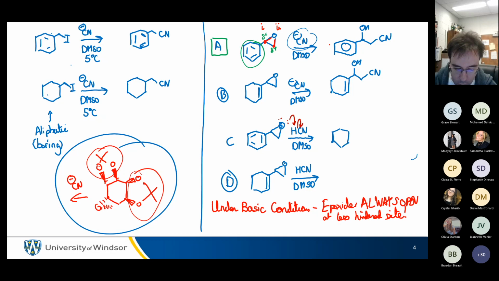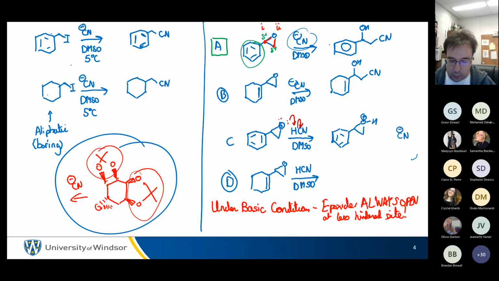So what we're going to do is we're going to protonate the epoxide. Normally, if I was going to do this, I would have to add an extra acid in there as well. You can do it with HCN, but I would do it with HCN with a little bit of sulfuric acid or something. Okay.